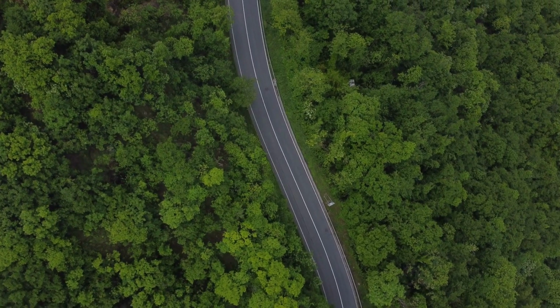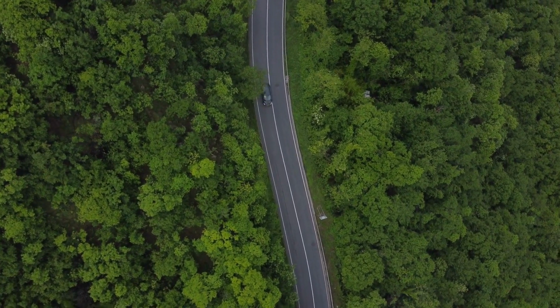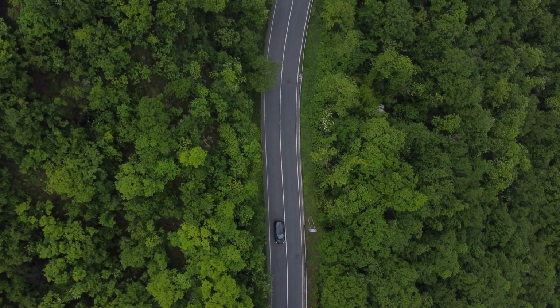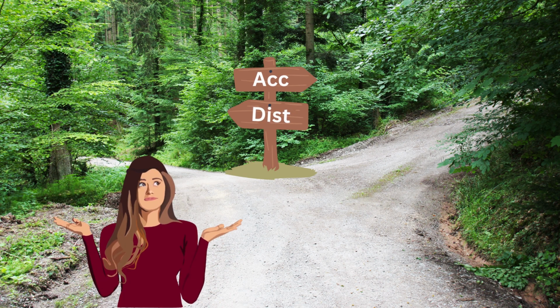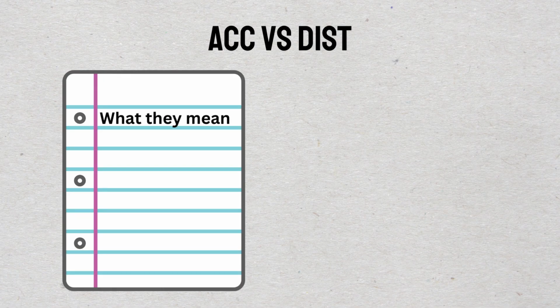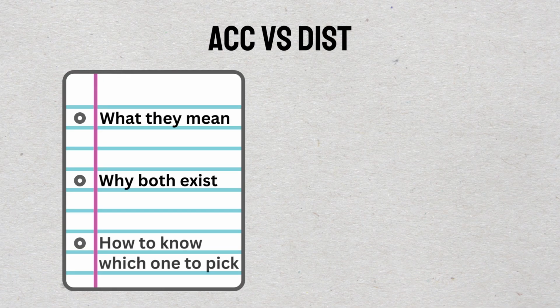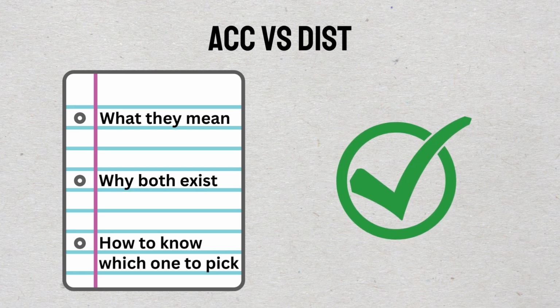When I was first learning about investing, I was confused why some funds seemed to have two versions, one labelled Acc and the other labelled Dist. So I'm going to explain what these things mean, why both versions exist, and how to work out which one you should pick.